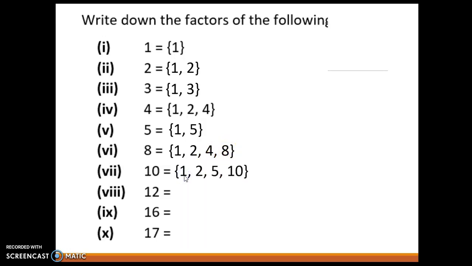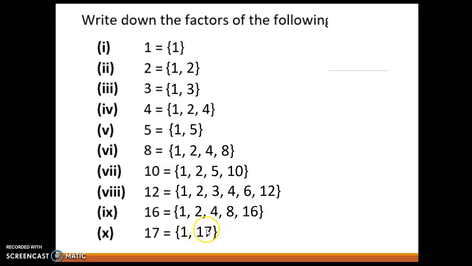10 has the factors 1, 2, 5, and 10. 12 has the factors 1, 2, 3, 4, 6, and 12. And 1 goes in 12 times, 12 goes in once, 2 goes in 6 times, 6 goes in twice, 3 goes in 4 times, 4 goes in 3 times. 16 has the factors 1, 2, 4, 8, and 16. 17 has only 2 factors, 1 and 17.